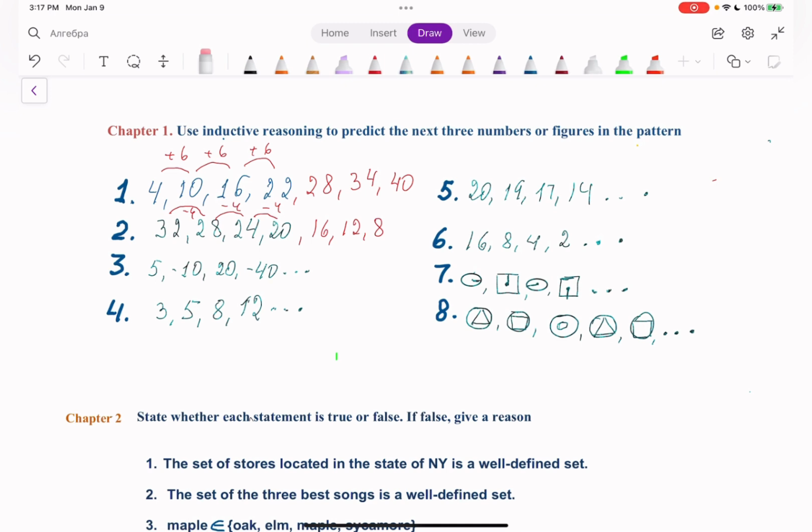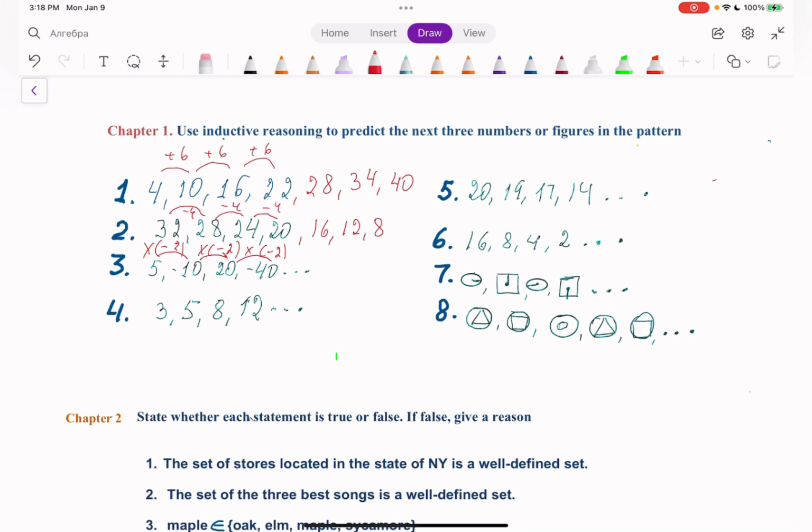Let's see. Addition is not going to work because adding 5 or plus negative 15 and then negative 10, negative 15, it's getting 35. So it's not addition or subtraction. It's going to be multiplication by negative 2. Okay, multiply by negative 2. From negative 10 to 20, also multiply by negative 2. From 20 to 40, multiply by negative 2.